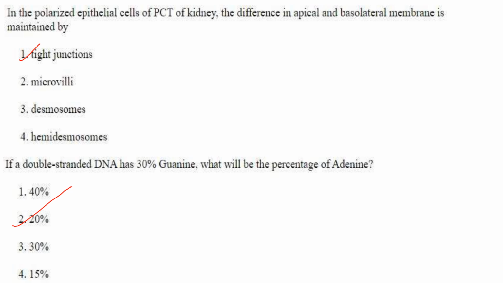Then, if a double-stranded DNA has 30% guanine, what will be the percentage of adenine? As per Chargaff's rule, 30% guanine means it is having 30% cytosine. So total 30 plus 30 will give you 60. 100 minus 60 will give you 40. 40 will be adenine and thymine together. They have asked what is the percentage of adenine. So adenine will be 20%. Answer is option 2.